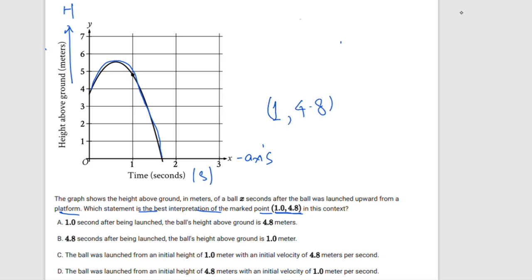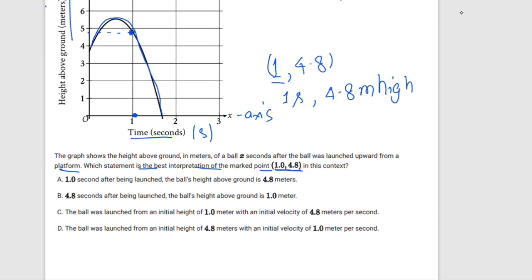So it is asking for the best interpretation of the marked point (1, 4.8). As we see, 1 is here, and 4.8 is this point. We know this is the time axis and this is the height axis. So at 1 second, the ball is at 4.8 meters high. So this is our conclusion: 1 second after being launched, the ball's height above the ground is 4.8 meters. Yes, this may be the answer.